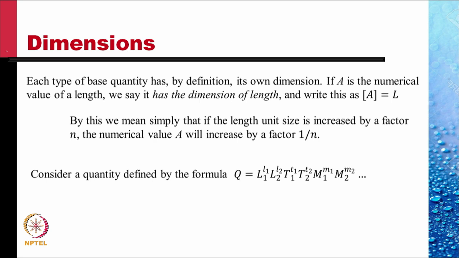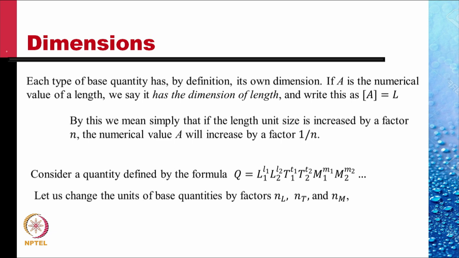Consider a quantity defined by a formula q equals L1 raised to power l1, L2 raised to power l2, T1 raised to power t1, T2 raised to power t2, M1 raised to power m1 and M2 raised to power m2, etc. Let's change the units of the base quantities by a factor of n sub L, n sub T and n sub M. L, T and M are the base quantities, and we are changing the units by factors n_L, n_T, and n_M.